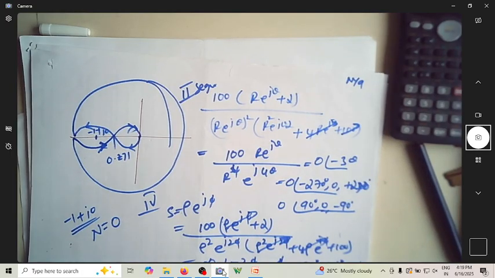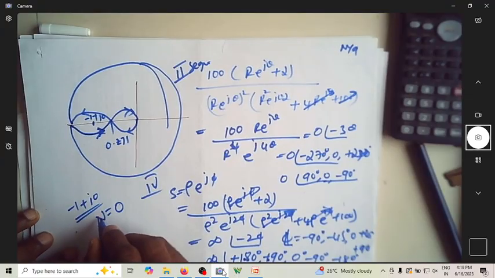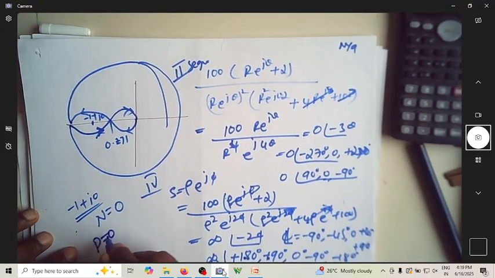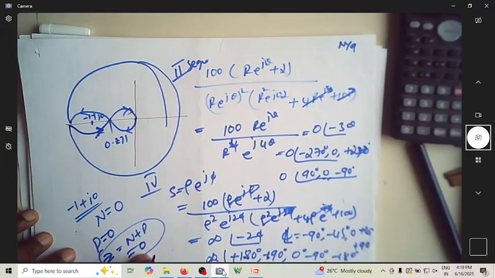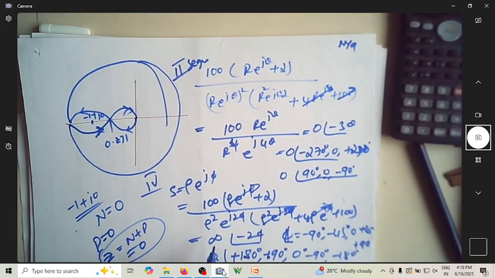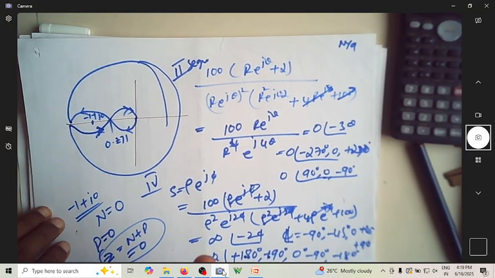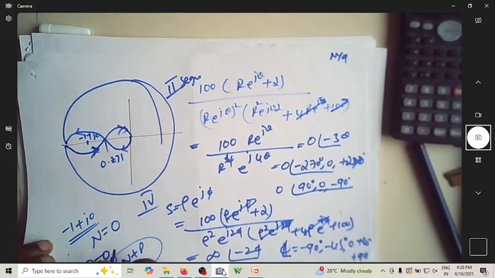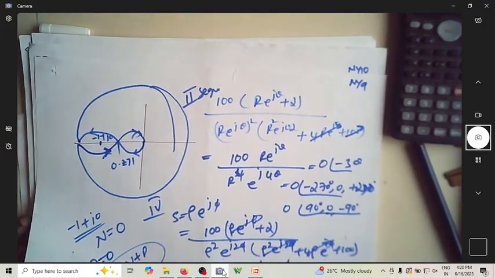So what do you mean by n = 0? So n is 0, what is p? P is also 0. What is that? That is n plus p, which is now 0 here. And this system is infinitely absolutely stable.